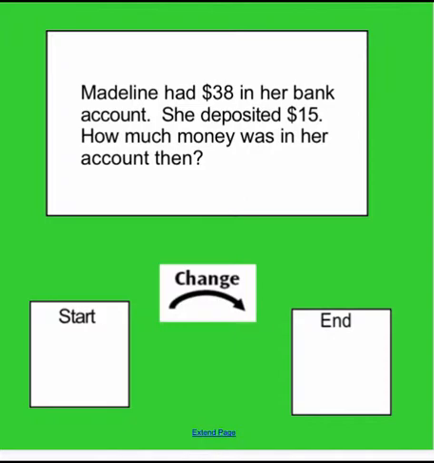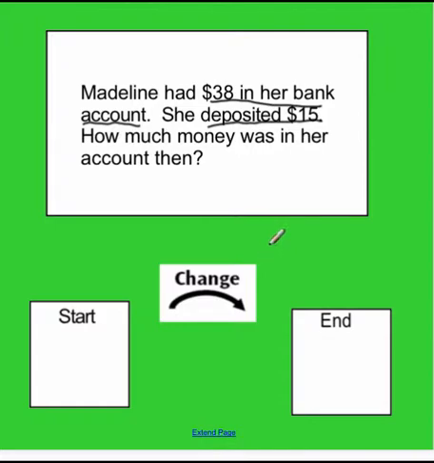Madeline had $38 in her bank account. She deposited $15. How much money was in her bank account then? Remember the steps we learned last time when we were solving story problems. The first step is to think about what information we already know. We already know Madeline had $38 in her bank account. This is the amount of money she's starting with. We also know she deposited $15 into her account.